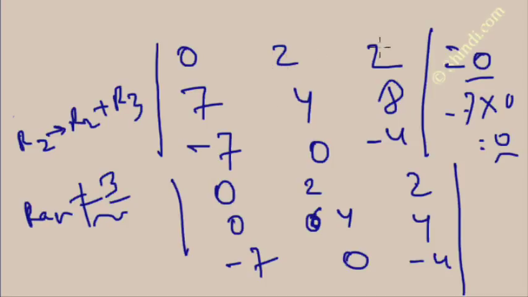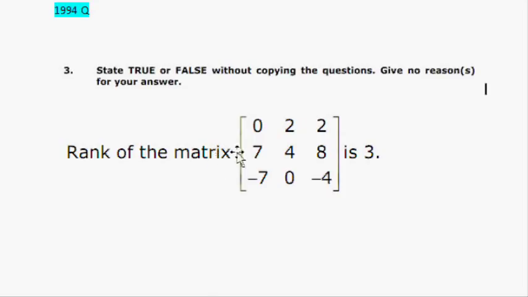Take a 2 by 2 determinant here. Take any one, suppose this row 4. So 8 into 0 is 0, and 4 into minus 4 is not 0. So the rank is 2. So the rank is not equal to 3. The solution of this matrix is: rank is 2, it is not equal to 3. So this is a false statement.